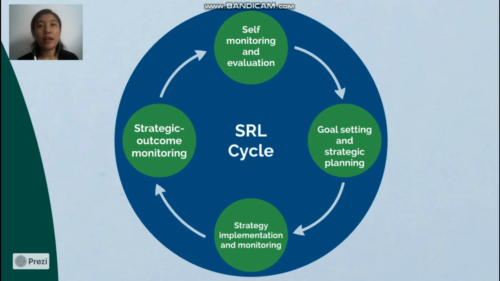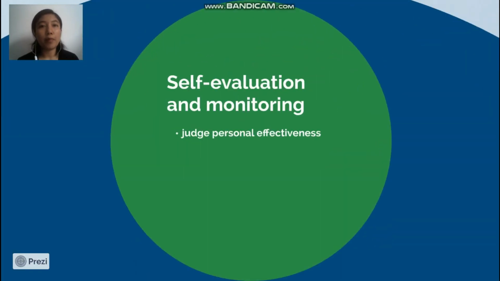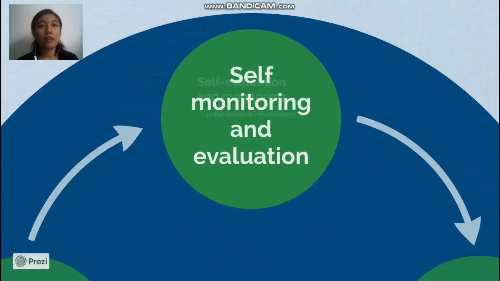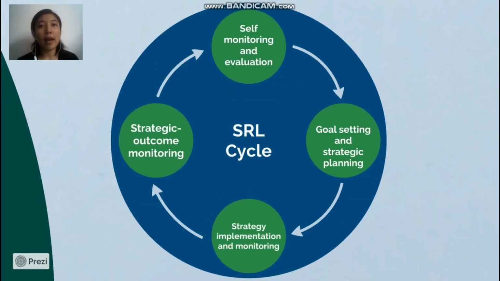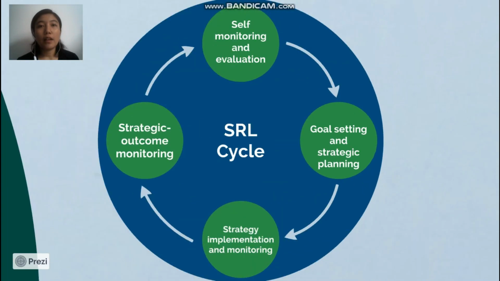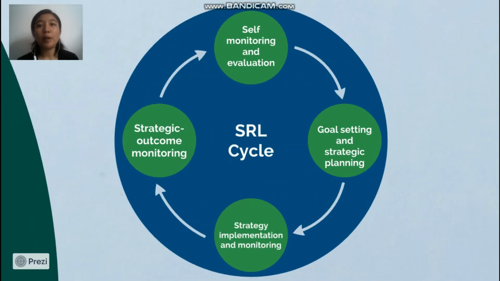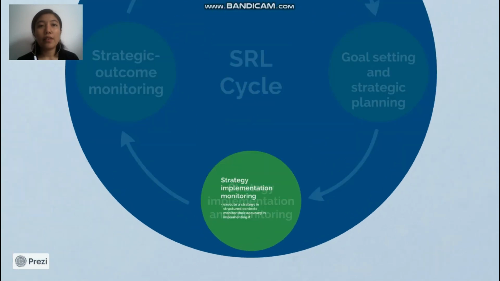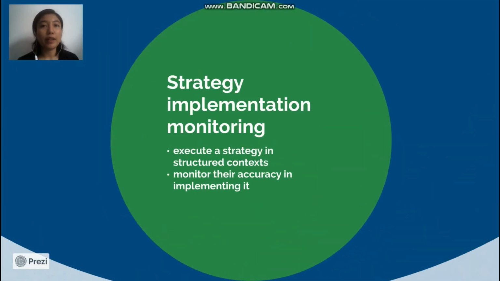Self-monitoring and evaluation is the phase when learners judge their personal effectiveness. Goal setting and strategic planning occur when learners do the following: analyze the learning tasks, set specific learning goals, and plan or refine the strategy to attain the goal. The third step is strategy implementation and monitoring. This happens when learners execute the strategy in structured contexts. During the execution, they will also need to monitor their accuracy in implementing it.